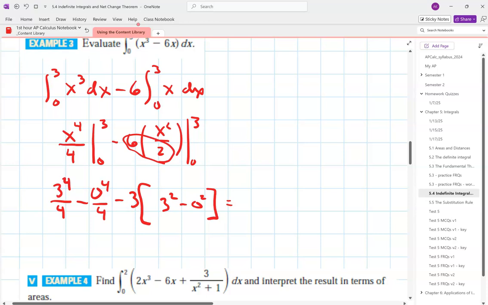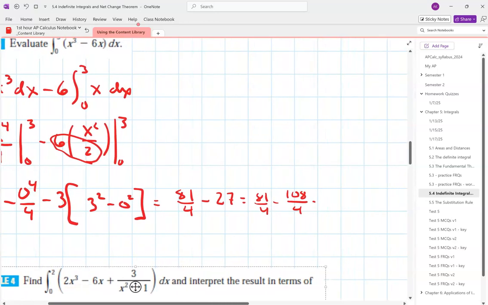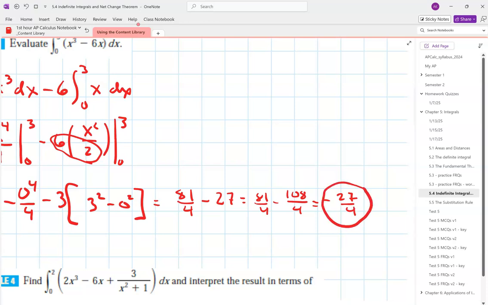So I'm going to end up with 3 to the 4th, which is 81 over 4, minus 27. And if I make a common denominator there, that is 108. So I end up with negative 27 over 4, I think. Yes, Finn.